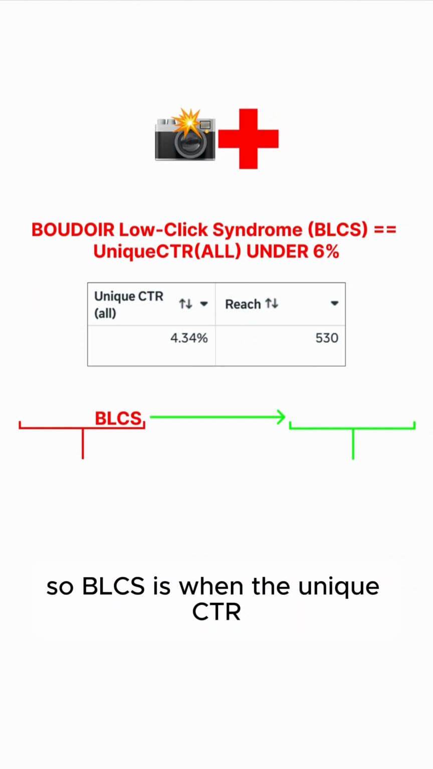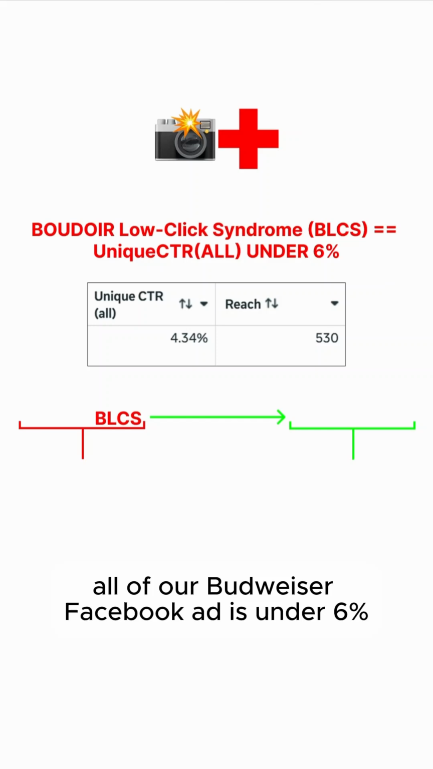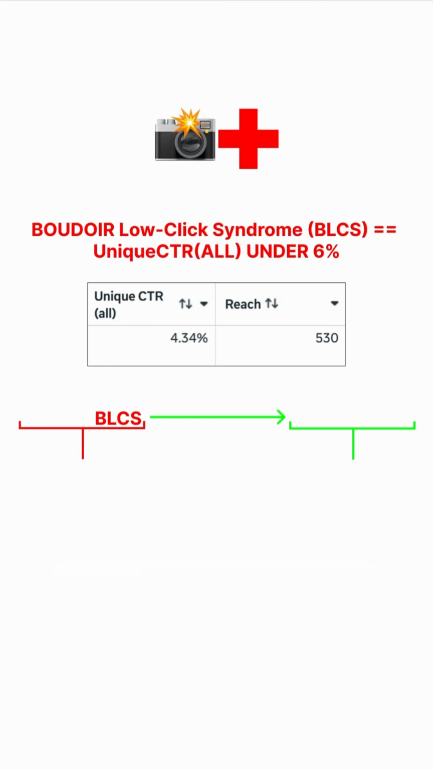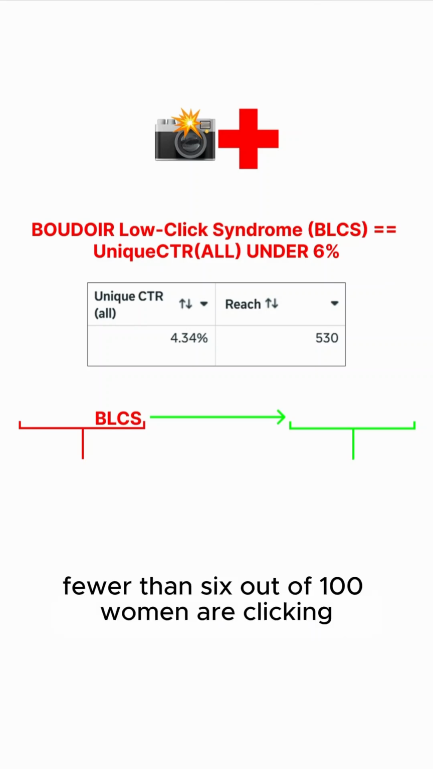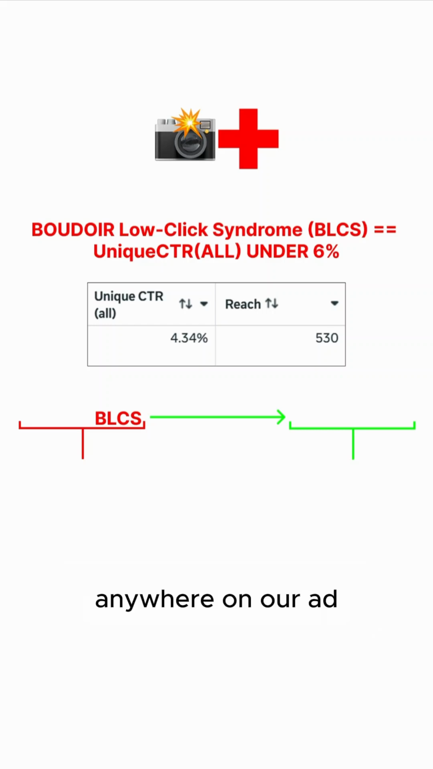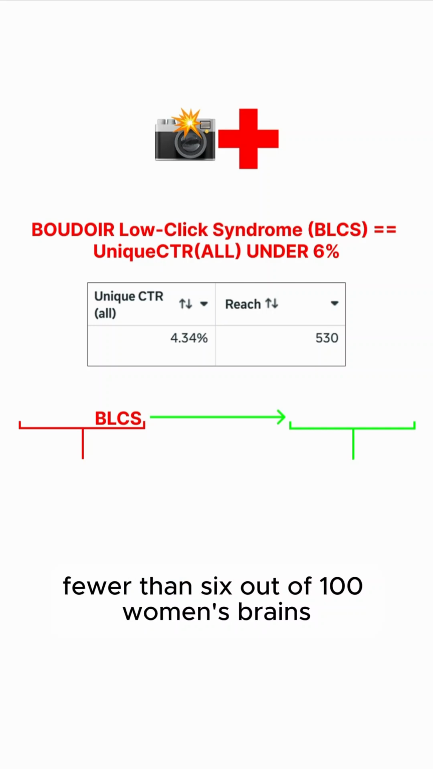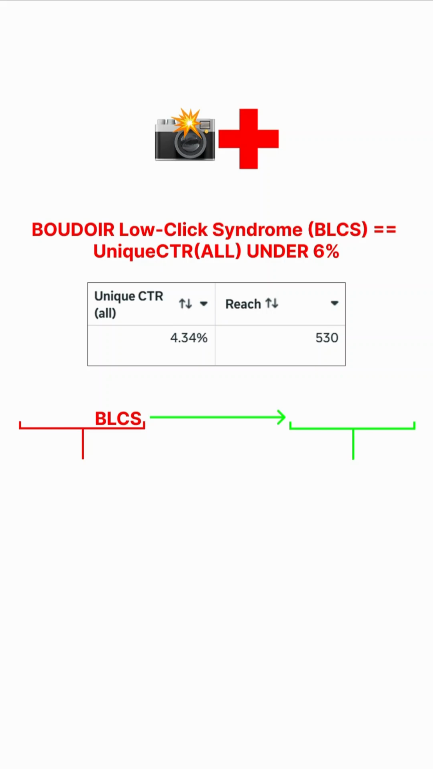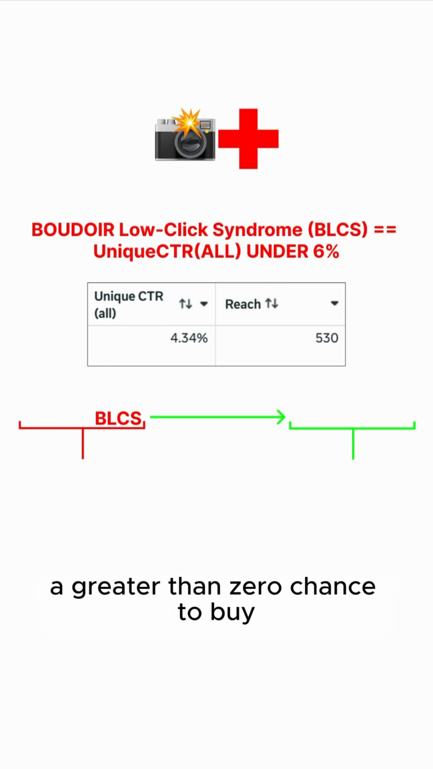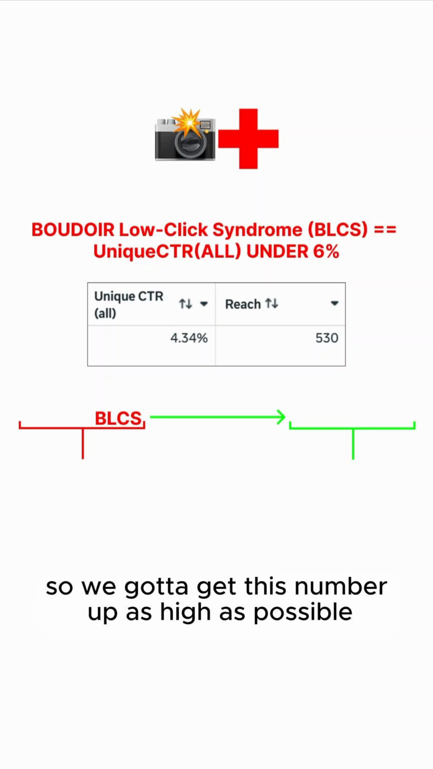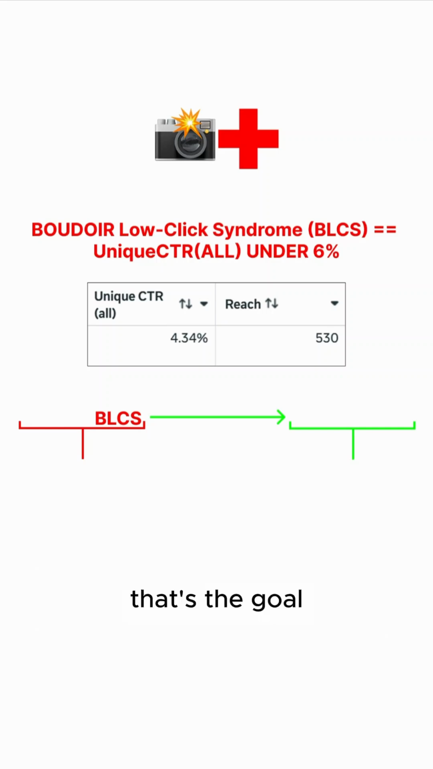So BLCS is when the unique CTR of our Boudoir Facebook ad is under 6%, aka fewer than 6 out of 100 women are clicking anywhere on our ad. That means our ad is entering fewer than 6 out of 100 women's brains, and that means fewer than 6 out of every 100 women that see our Boudoir Facebook ad have a chance, greater than zero chance, to buy. So we got to get this number up as high as possible. That's the goal.